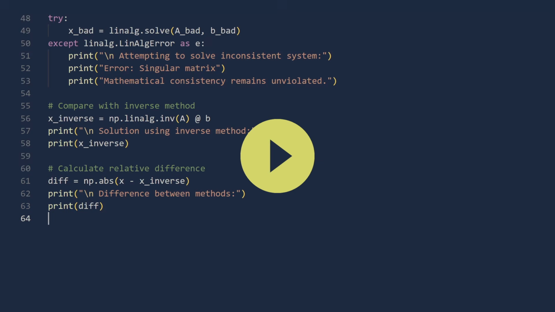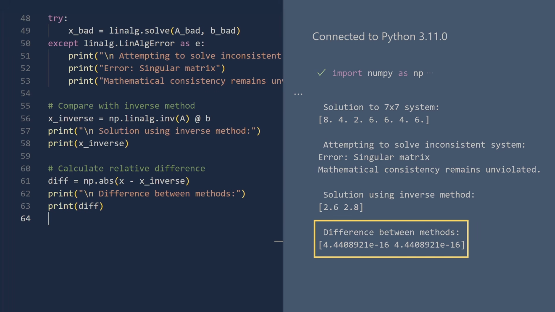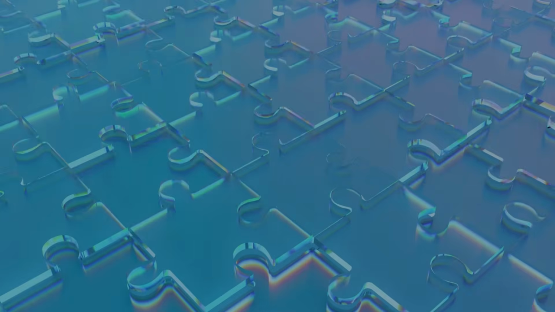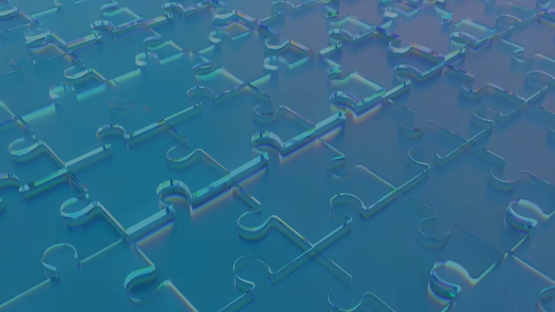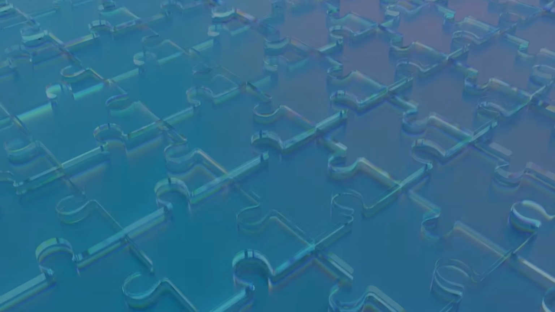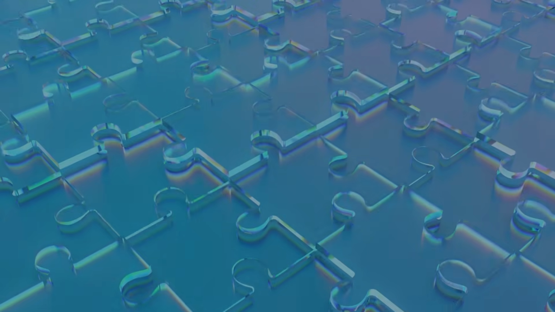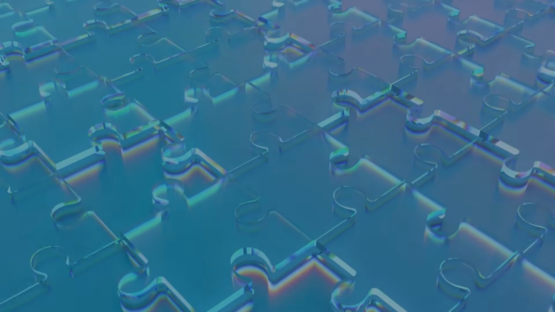Run. The small but measurable difference between methods reveals the subtle effects of floating point arithmetic, a fundamental consideration in numerical computing. Matrix decompositions break matrices into simpler components. This reveals their structure. It also speeds up computations.